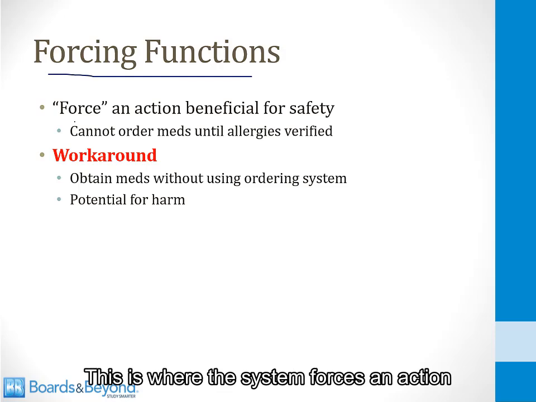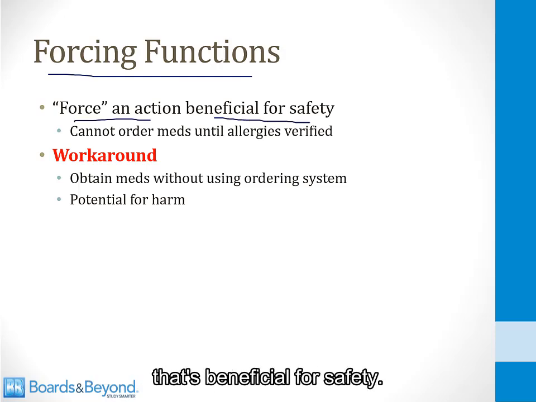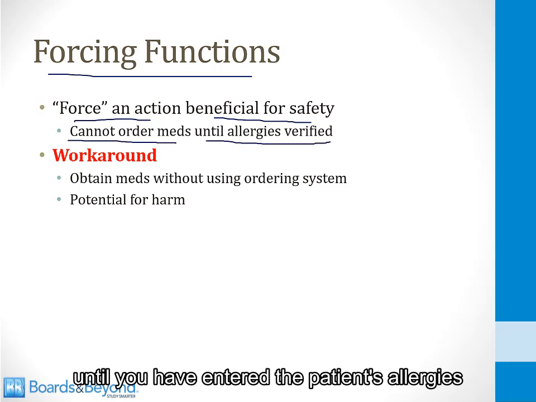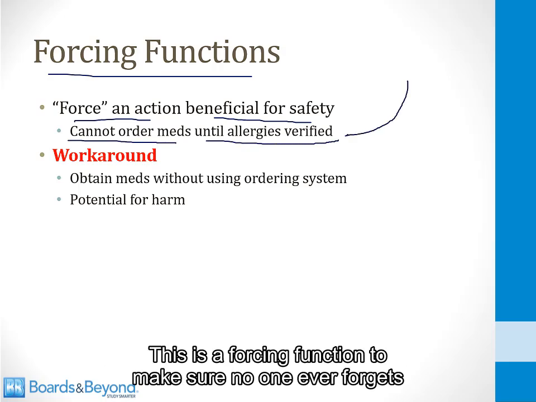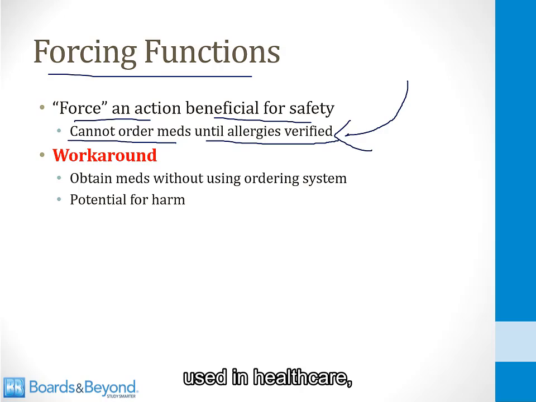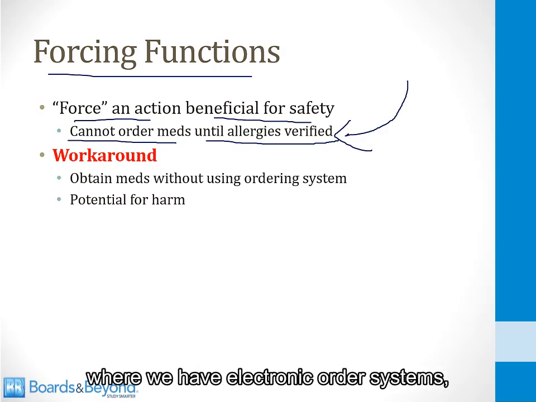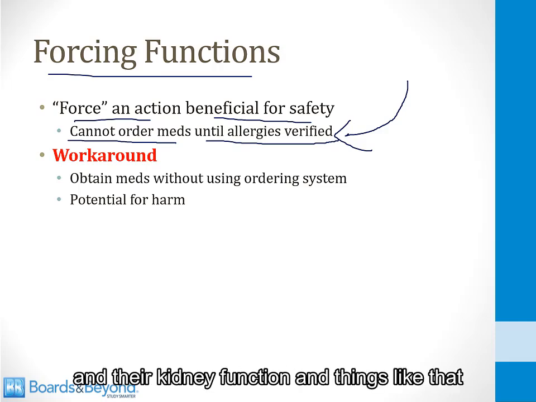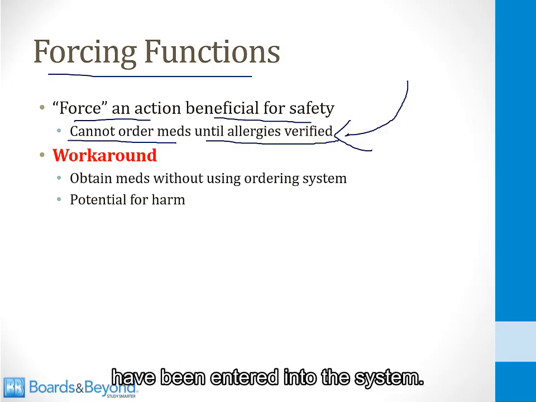This is where the system forces an action that's beneficial for safety. So for example, in many hospitals, you cannot order medications for a patient until you have entered the patient's allergies into the system. This is a forcing function to make sure no one ever forgets to check the patient's allergy. And there are many examples of forcing functions used in healthcare, especially in the modern era where we have electronic order systems. Often you can't enter electronic orders until certain pieces of data like the patient's height and weight and their kidney function and things like that have been entered into the system.